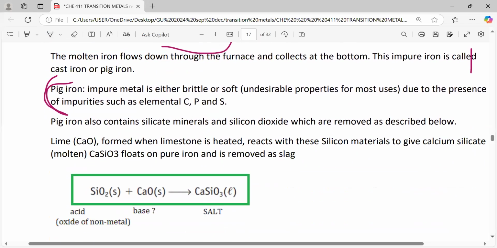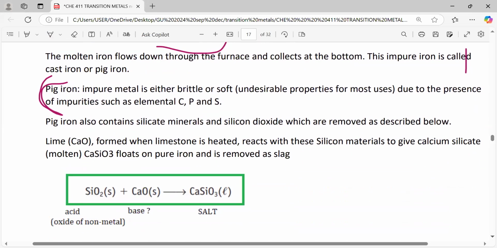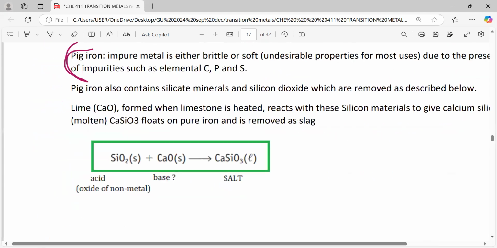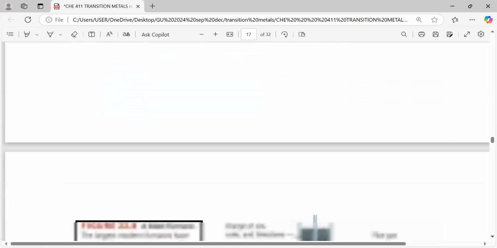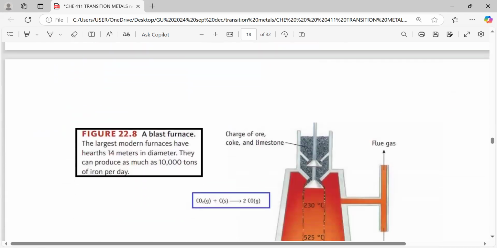Pig iron also contains silicon and silicon dioxide, which are removed in the process below. What is that process? In the process below, what happens? They take calcium oxide as a base and react with the silicon present in the iron. Then you get calcium silicate, which is liquid, and it comes out in the form of slag.